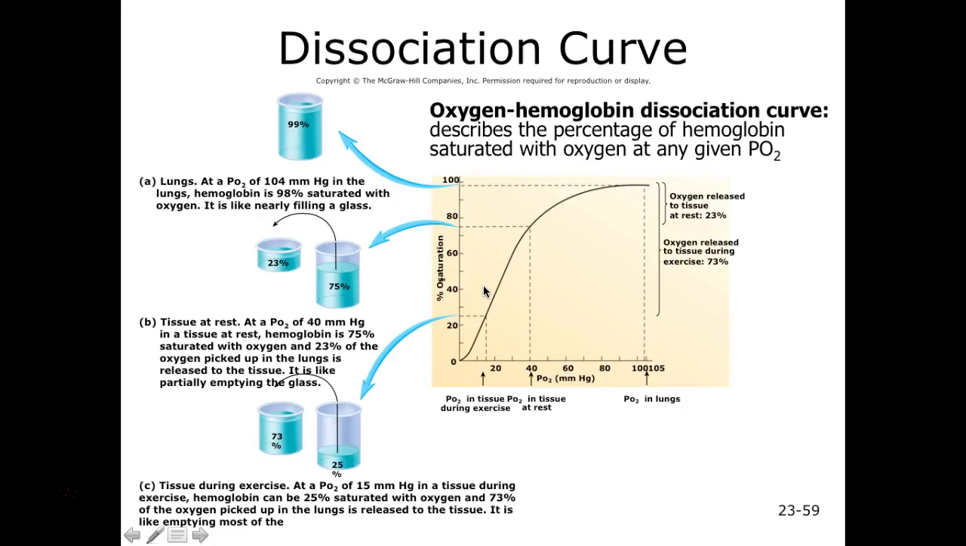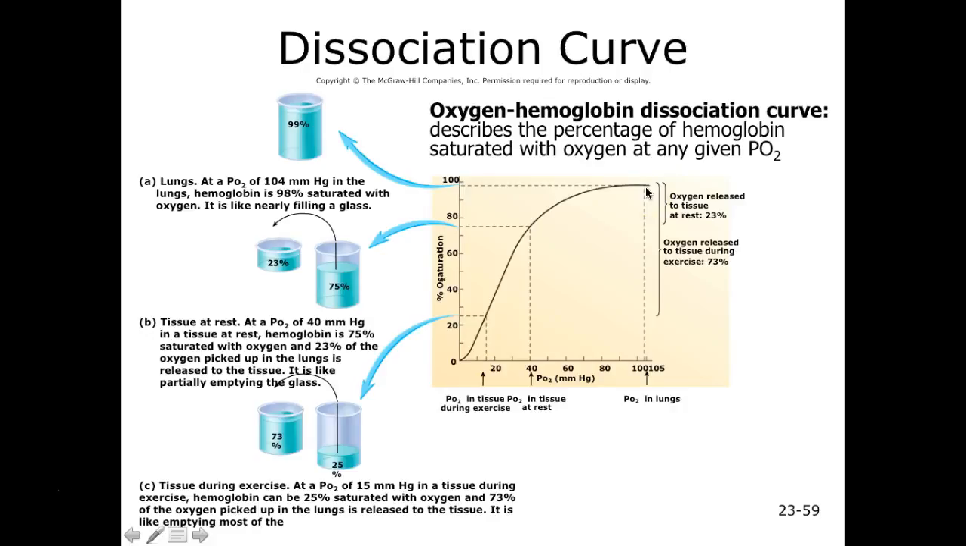So that brings us to this dissociation curve. This is really going to describe the percentage of our hemoglobin saturated with oxygen at any given partial pressure of oxygen. So when we're looking at this graph, we are comparing the percentage of oxygen saturation, the amount of oxygen that is saturating our hemoglobin molecules, to our partial pressure of oxygen. So we're going to start at this side of the curve here.